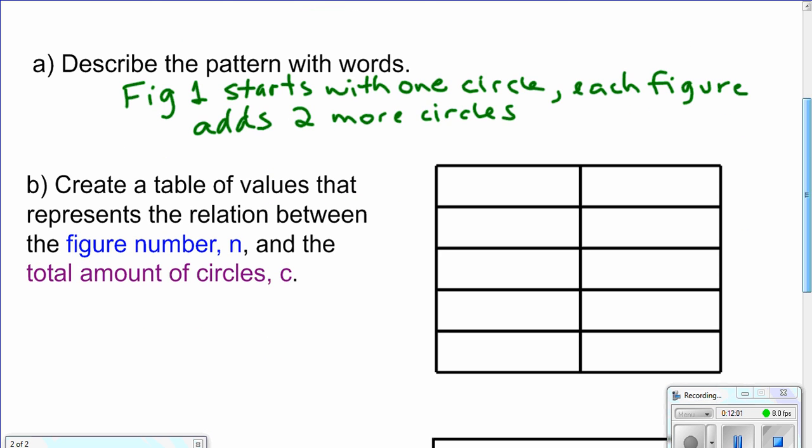We're going to make a table between the relation between the figure number and the number of circles. So again, figure number is independent. Its figure numbers are going to be the same no matter what. Doesn't matter how many circles are there. And then the number of circles. So in figure number 1, there was 1 circle. In figure number 2, there was 3, 5, and then 7.